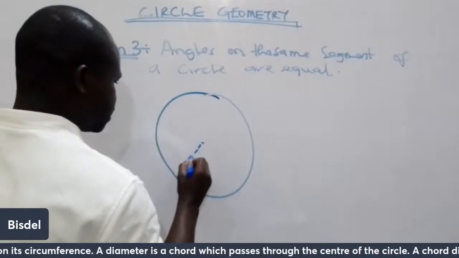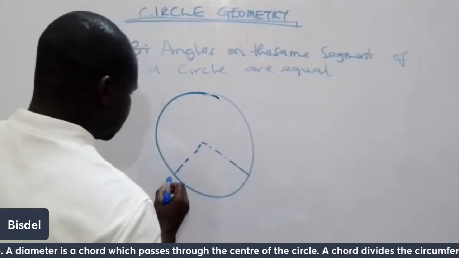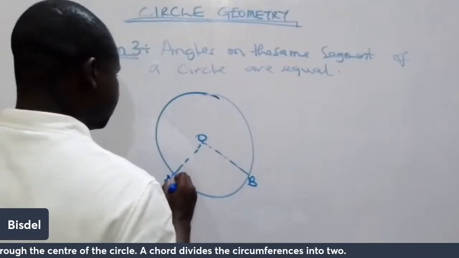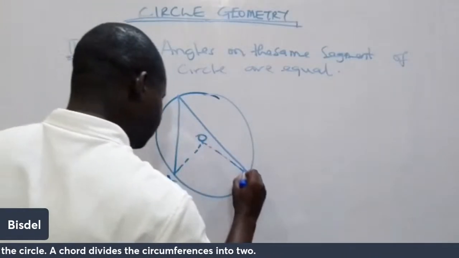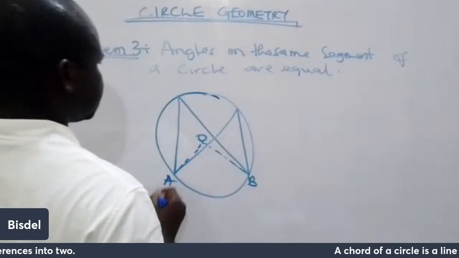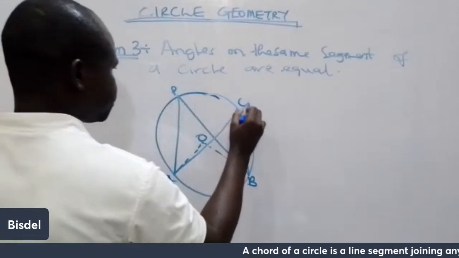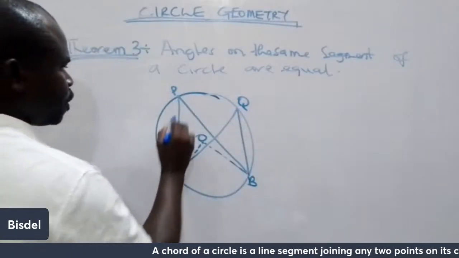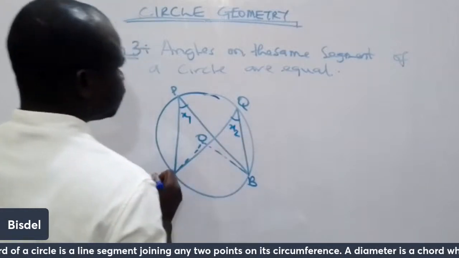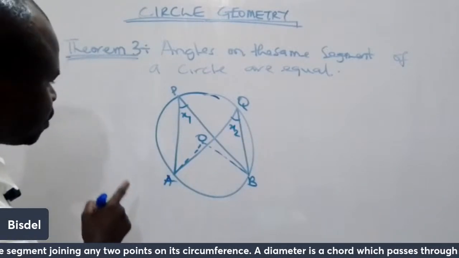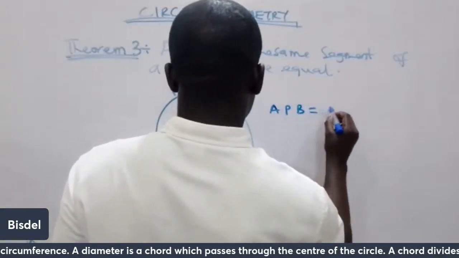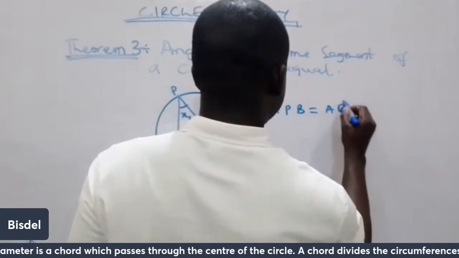Let's say the center of a circle, and let me call this place A and B, and this is the center. If you have an angle here, back to this point, and there's another one back to this point, let's call them P and Q. This angle here, let's say is x1, and this other angle is x2. From this theorem, we are made to understand that angle APB is equal to angle AQB.